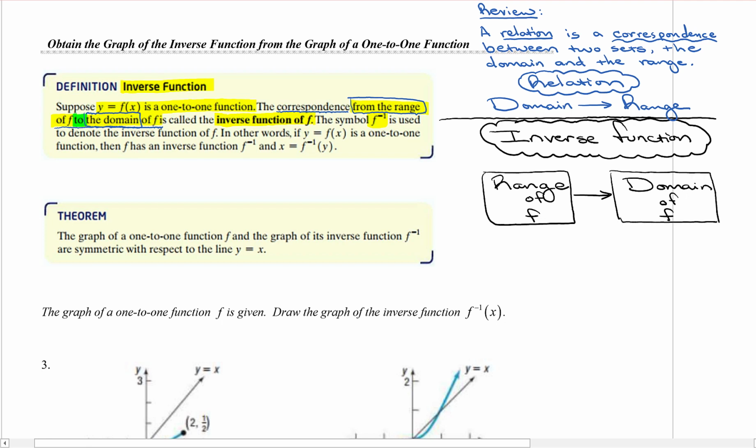So when you're working with an inverse function, the range of f becomes your input, and the domain of f becomes the output, right? In the inverse, everything just gets switched. Your x and y's basically just get switched.